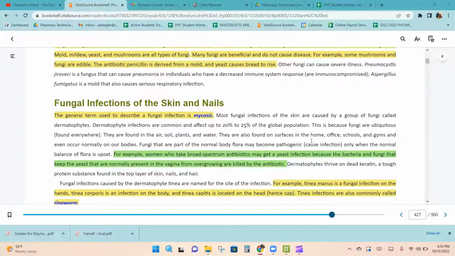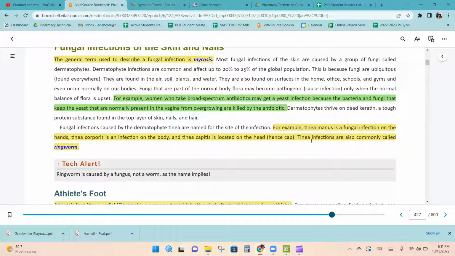Fungi that are part of the normal body flora may become pathogenic, cause infection, only when the normal balance of flora is upset. For example, women who take broad spectrum antibiotics may get a yeast infection because the bacteria and fungi that keep the yeast that are normally present in the vagina from overgrowing are killed by the antibiotic. So that's why you'll see a lot of women, when they're getting their antibiotics, the doctor has already called in a prescription for a yeast infection along with it.